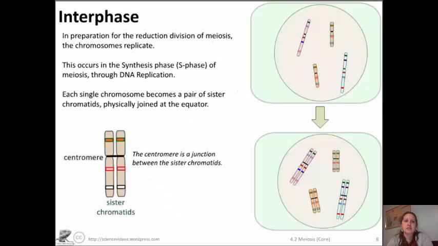All right, so we start with interphase. Interphase is, of course, getting ready for meiosis. In interphase, just like in mitosis, our cell is going to get bigger, our organelles are going to be made and duplicated. But we also have our S phase, or our synthesis phase, and that's where our DNA is replicated. So each single chromosome becomes a pair of sister chromatids, and they're joined at the equator by the centromere. So here we have our 4 individual chromosomes, and then here you have them all having been replicated, so 2 sister chromatids held together by a centromere.